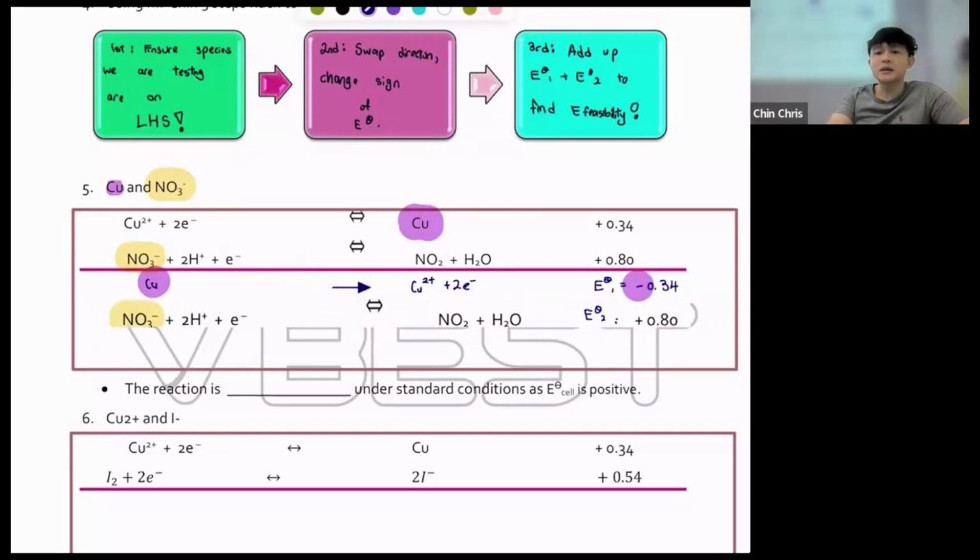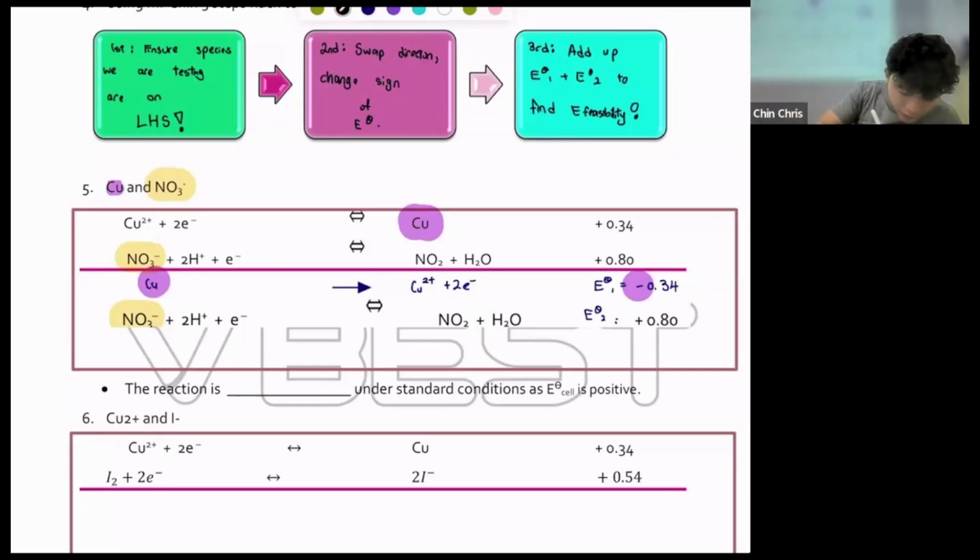Does the mark scheme allow this? In the mark scheme, there's no working required. You just have to answer whether it is feasible or not feasible, and they just want the overall equation. Of course, the method is never a problem. The problem is arriving at the feasibility and also the overall reaction.